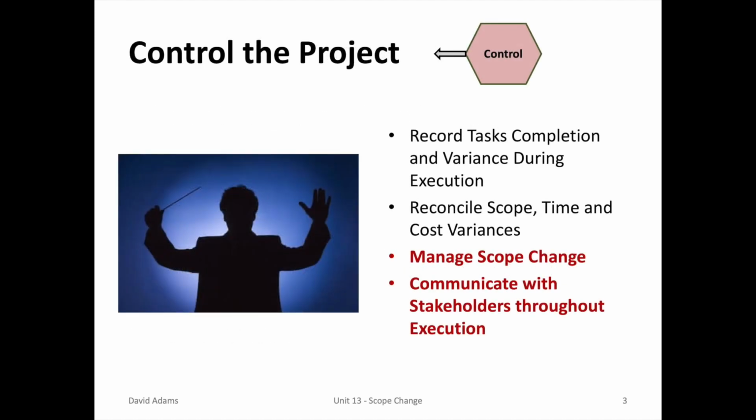We learned in the last lecture that a project manager acts like a conductor to control the project. That is, recording tasks, completion, looking at the variances, and reconciling scope, time, and costs. But there are times when they need to manage scope change, and you need to do it correctly. And you need to communicate with the stakeholders through the entire execution.